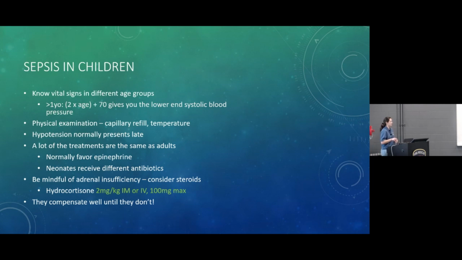And then a lot of the treatments are the same as adults. Normally in peds, instead of starting with Levophed or norepinephrine, they seem to favor epi for their drips. And then neonates especially differ in the antibiotic choice. They'll get ampicillin and ceftazidime instead of our cefepime and vanc. And being mindful of this adrenal insufficiency, as I said. And then they compensate well until they don't.